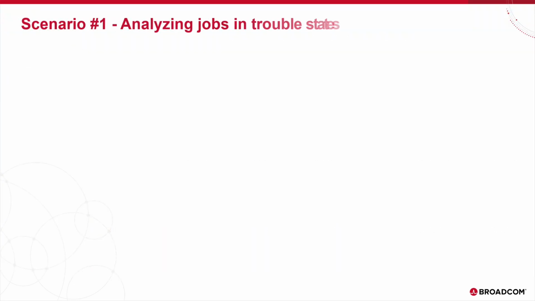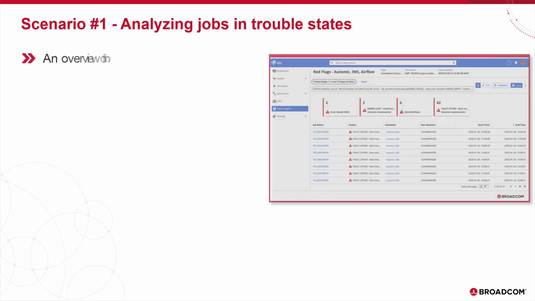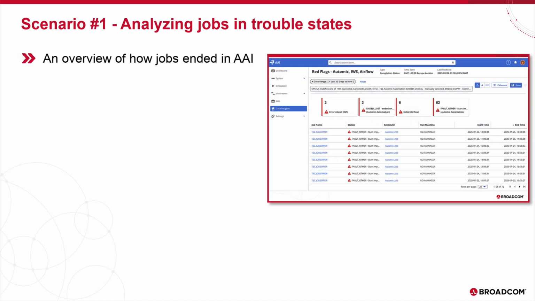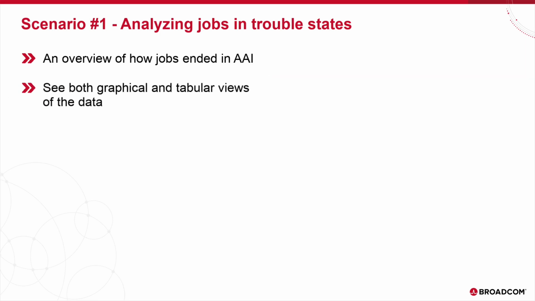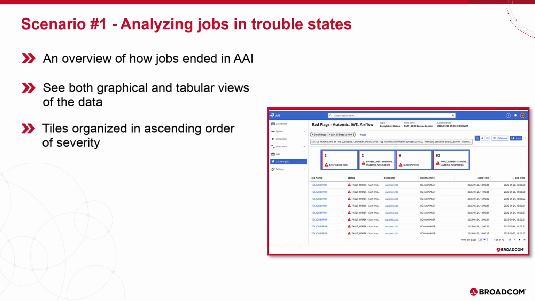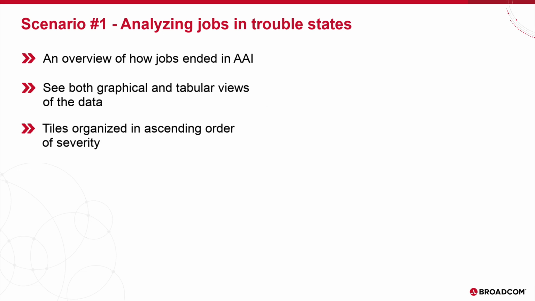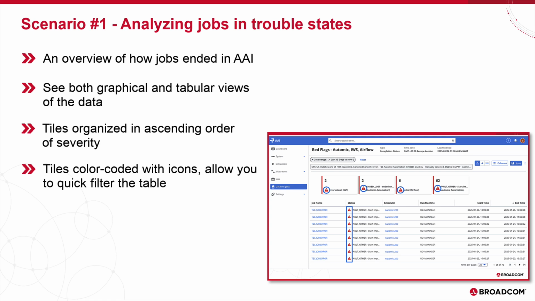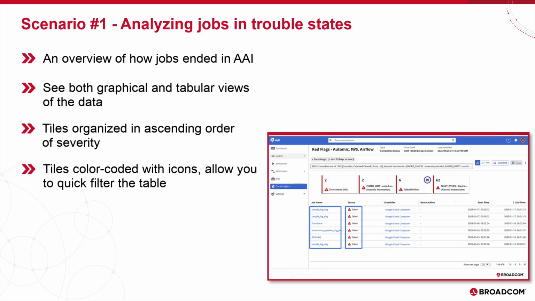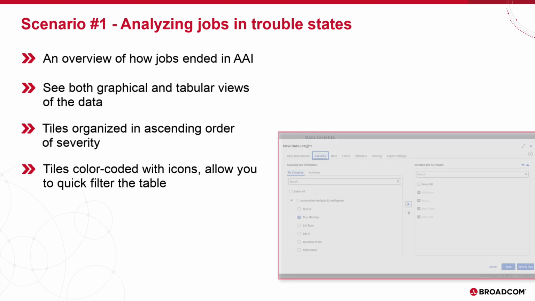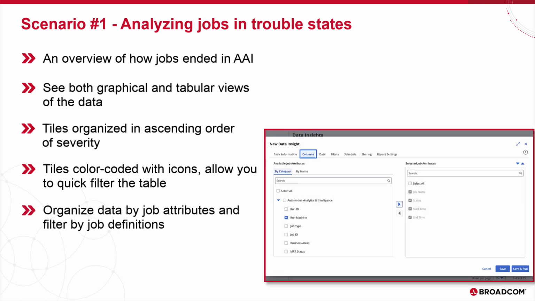From the first scenario, we learned that the completion status data insight gives you an overview of how jobs ended in AAI. You see both graphical and tabular views of the data. The graphic is a series of tiles organized in an ascending order of severity. The tiles, each with a color-coded icon representing a specific state, allow you to quick filter the table by their statuses. You can organize data by job attributes and filter the data by job definitions.